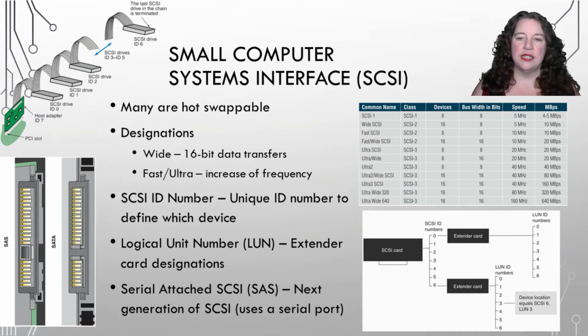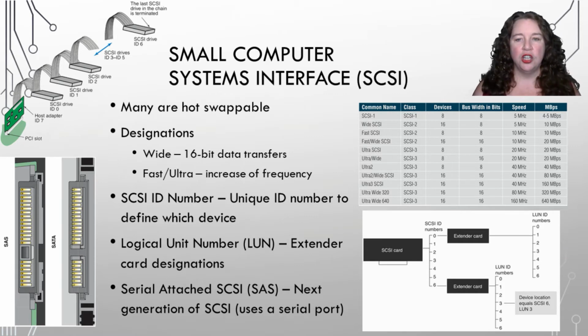Because of the way that SCSIs are designed, you can add extender cards to the bit locations. So I could put an extender card at position 0, or I could put an extender card at position 6, and then put an entirely new 7 drives onto that as well. When we use an extender card, we use that LUN identification number, so that logical unit number.